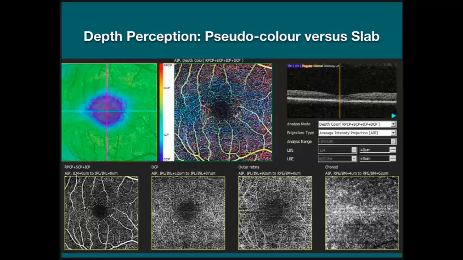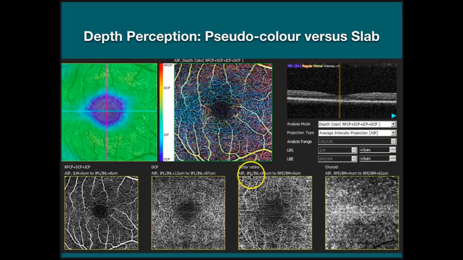So this slab begins at the internal limiting membrane and then moves down to the junction of the inner plexiform and inner nuclear layers. The plus 8 microns means that the lower edge of the slab is 8 microns further than the junction of the inner plexiform and inner nuclear layer. In the next image, we have the deep capillary plexus, which is located mostly in the bipolar layer. So it's from the junction of the inner plexiform and inner nuclear layer and 87 microns further down from that.